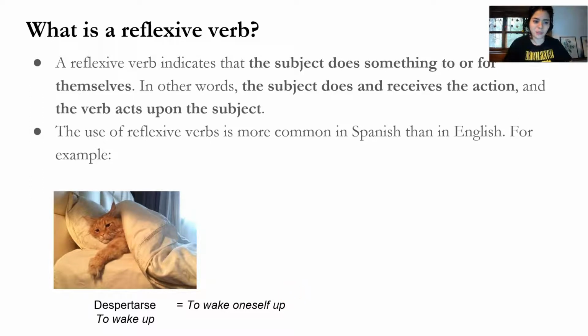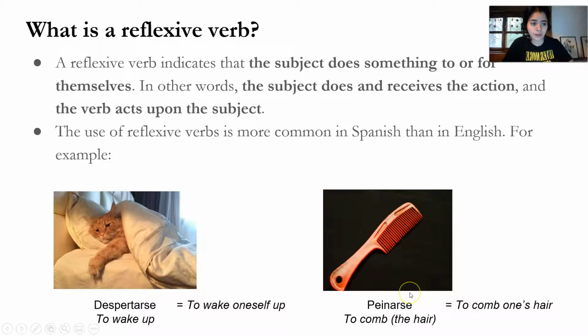So you just have to memorize which verbs are reflexive in Spanish. Another verb that's reflexive in Spanish is peinarse. So in English you would say to comb the hair, but in Spanish this reflexive ending makes it mean that you are combing your own hair. So the subject is performing the action but also receiving the action. So the verb acts upon the subject.